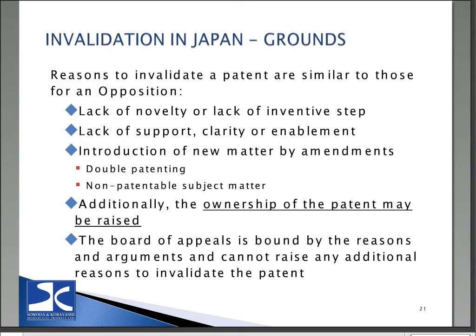And with regard to the grounds for raising a nullity action, they are almost the same as for the opposition, because you can raise any reason for invalidity of the patent. And on top of that, you can question the ownership of the patent, which is similar to the situation in Europe. And in opposition, the Board of Appeal is bound by the reasons and arguments and cannot raise any additional reason by itself. So the question is whether the filer of a nullity action succeeded in proving to the satisfaction of the Board of Appeals that there is a good reason to invalidate the patent.